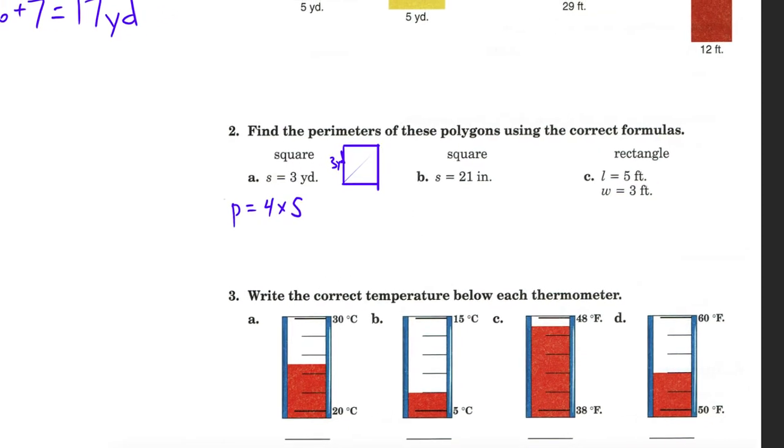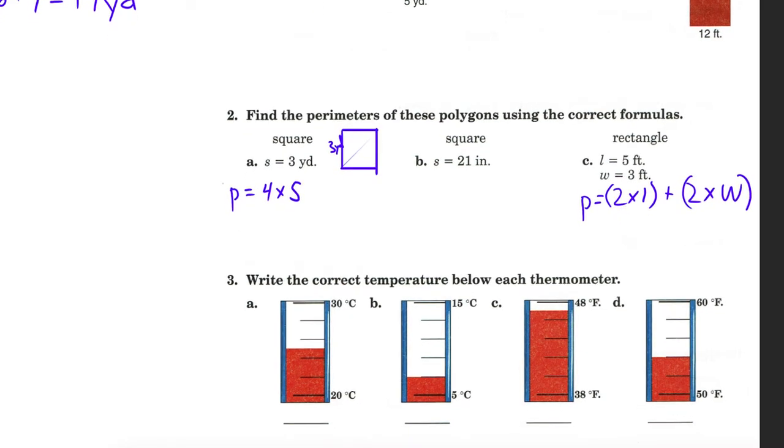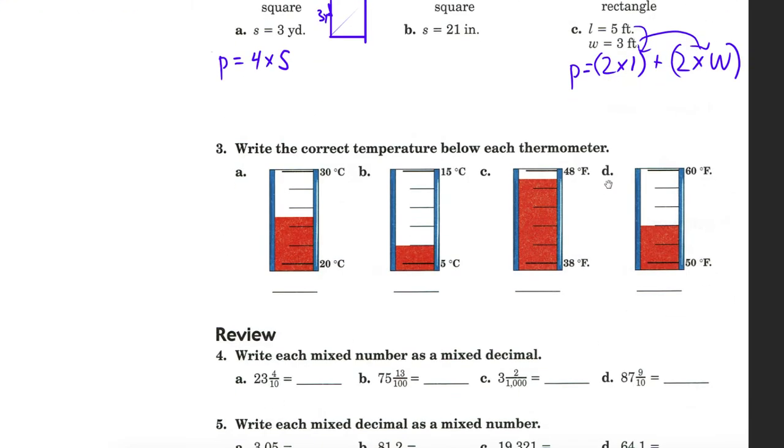Okay, for this rectangle, remember the formula for the perimeter of a rectangle is perimeter equals 2 times L, the length, plus 2 times W, which is the width. Okay, all right, so you have to fill it in here. So in this case, the length is 5 feet, so fill it in there. And then in this case, the width is 3 feet, so you have to fill it in for W.